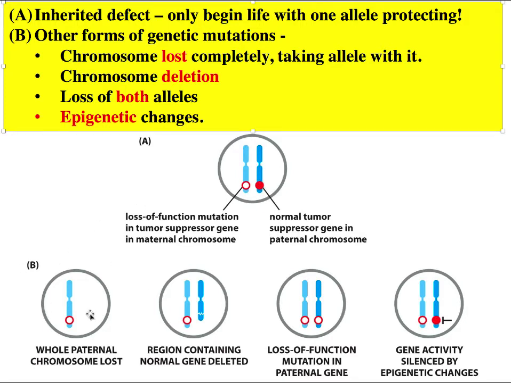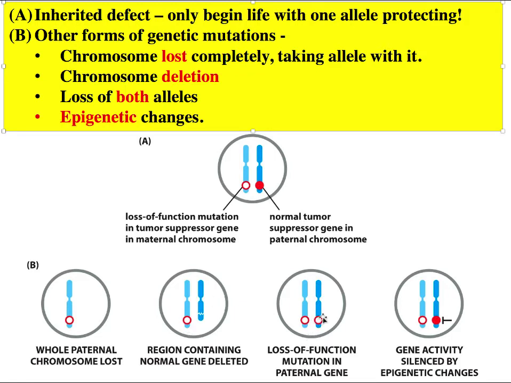Alternatively, we have other pathways too. A chromosome can be lost through non-disjunction during any type of cell division, meiosis or mitosis. And that only leaves you with one copy, and if that's the copy that's damaged, then this cell is no longer protected. An alternative strategy is rather than losing the whole chromosome, you may just lose the regulatory part or the gene itself, and that has the same outcome.